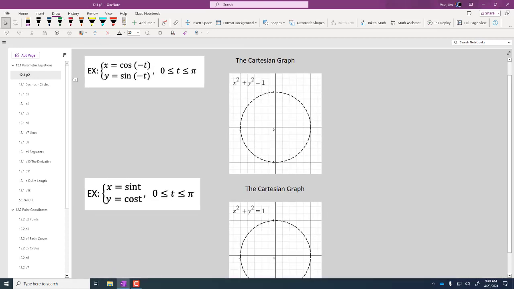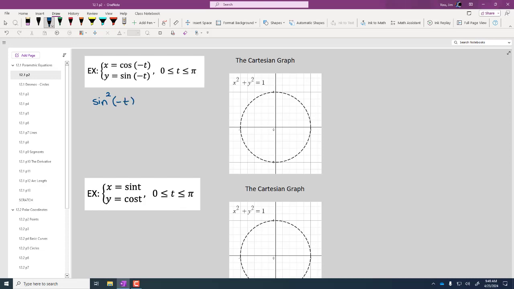So let's look at some more of these. Here's another set of parametric equations. Step 1, let's go Cartesian. Let's eliminate the t. Oh, we see trig functions. That's a clue that we want to use a Pythagorean identity.